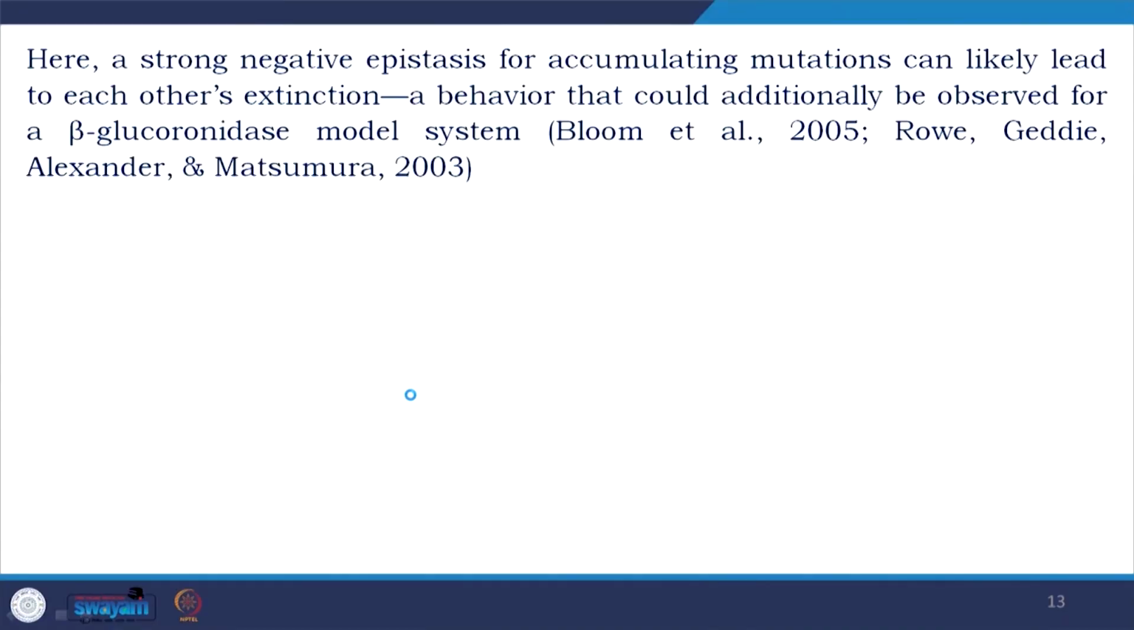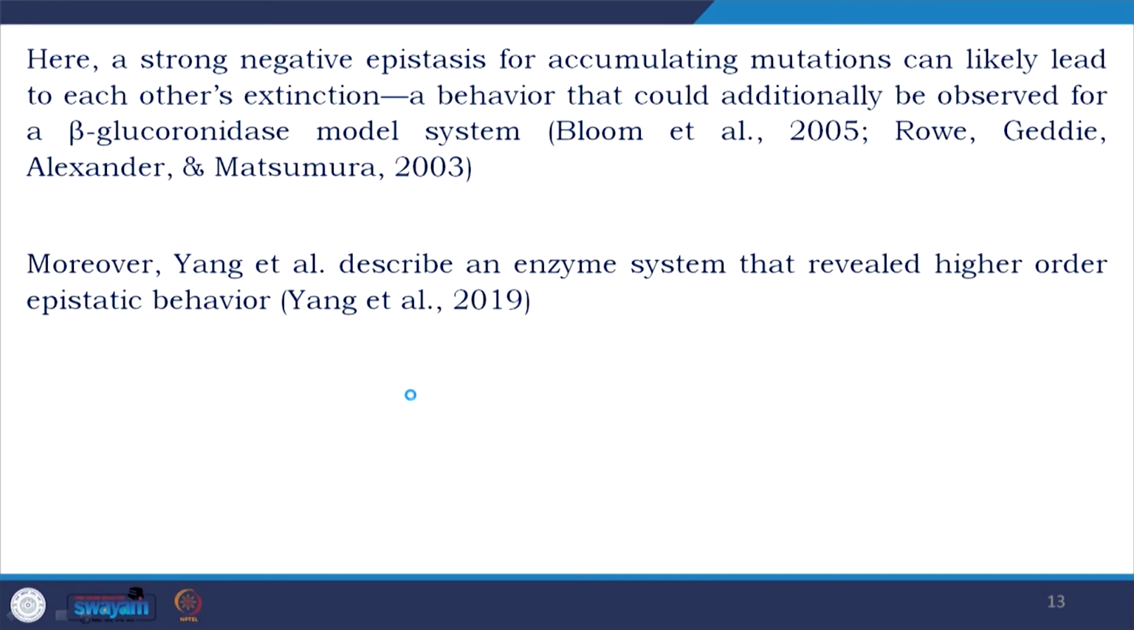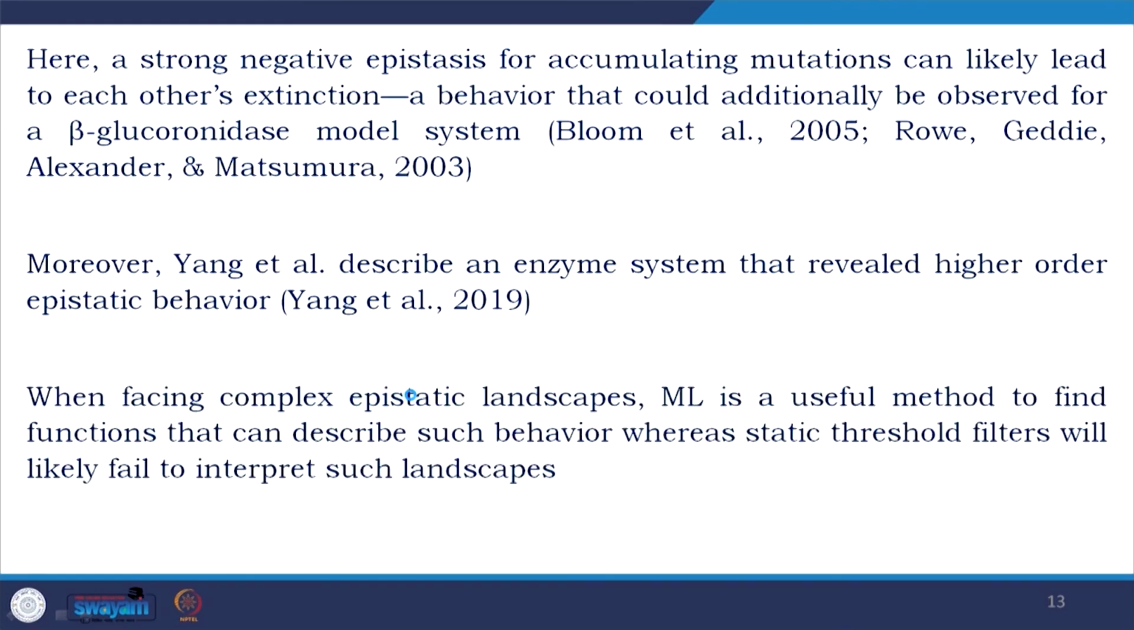Here a strong negative epistasis for accumulating mutations can likely lead to each other's extinction, a behavior that could additionally be observed for a beta glucuronidase model system. Moreover, Young et al. describe an enzyme system that revealed higher order epistatic behavior. When facing complex epistatic landscapes, machine learning is a useful method to find functions that can describe such behavior, whereas static threshold filters will likely fail to interpret.